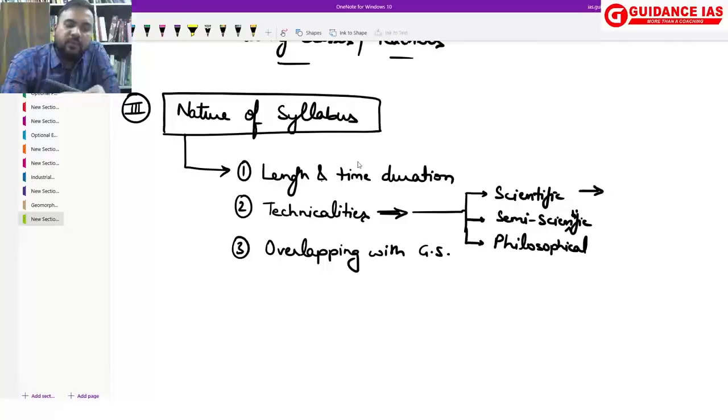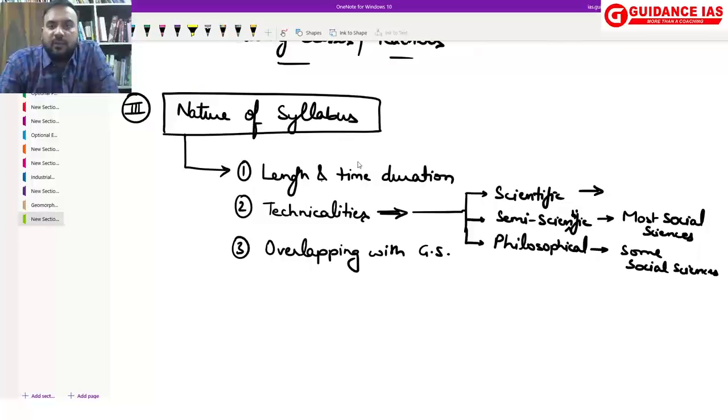So, scientific subjects, most of the scientific subjects which are there, the technical subjects. Here, semi-scientific, I would say most social sciences are there, and philosophical में some social sciences, like अगर मैं बोलूँ तो some of the social sciences like philosophy, to some extent sociology, and other subjects like many of the literature subjects have more or less philosophical nature. Okay. So nature of the syllabus is also a very crucial factor.